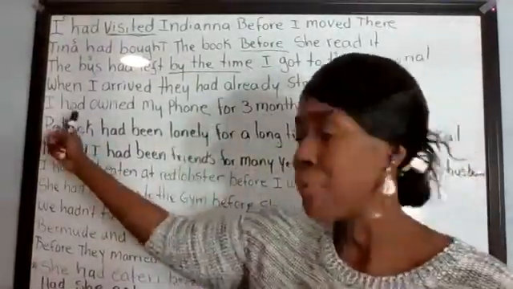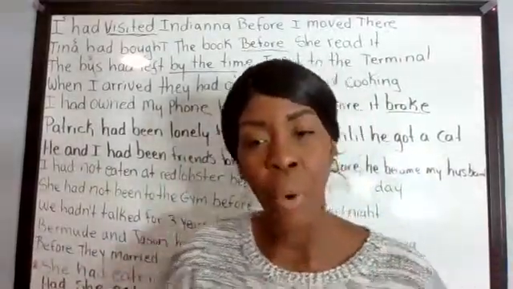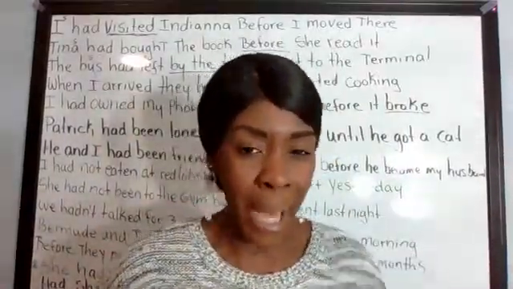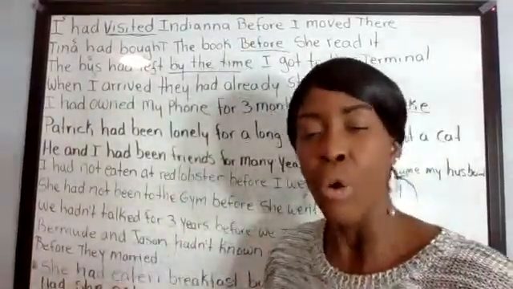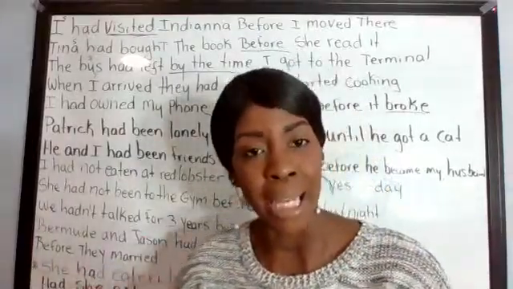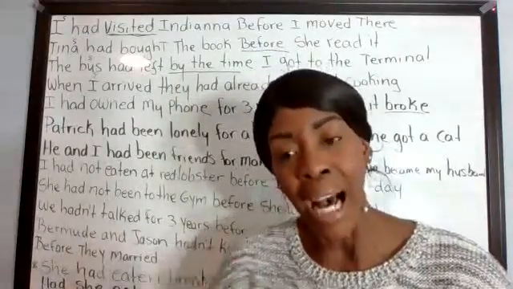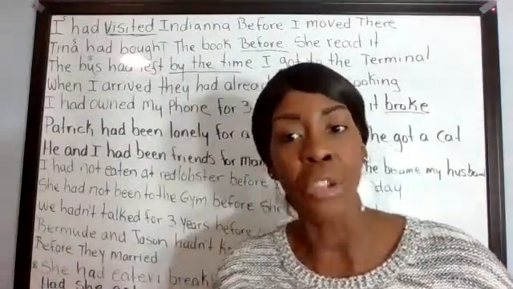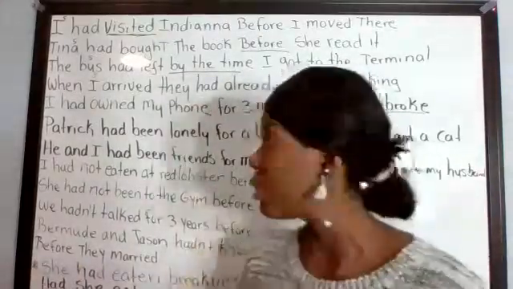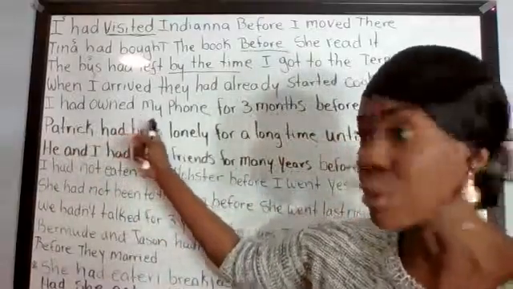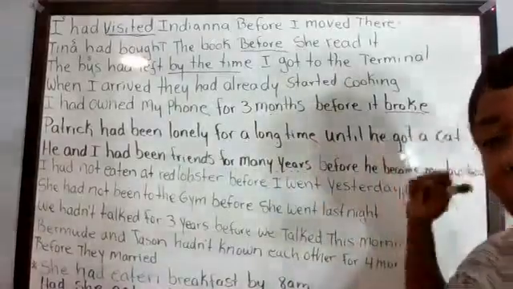Okay? So, if you look at this sentence carefully, okay, sometimes when you are telling a story that happened in the past using past perfect, you can give a timeline, okay? The timeline is telling you how long. How long did this action last? How long did this action endure? I had owned my phone for how long? For 3 months, okay? Then it broke, okay?